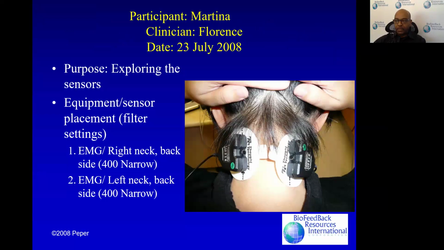This is using two sensors for the left and right side of the back of the neck. You can have a person do different postures and movements, like rotating to the left, back to center, rotating to the right, back to center, putting the head down, putting the head back up, and looking at what the muscles are doing and retraining.